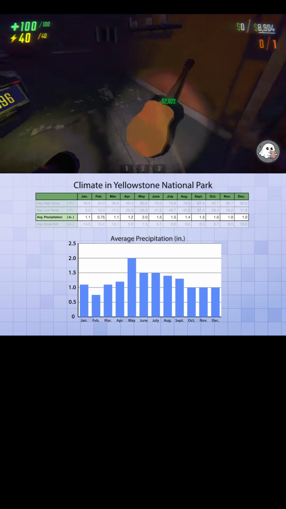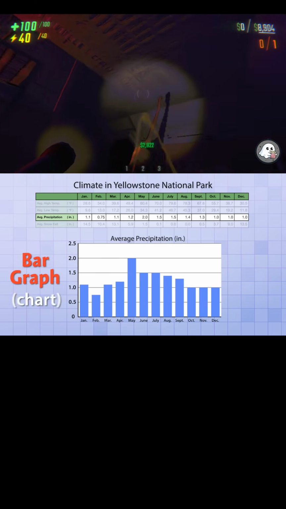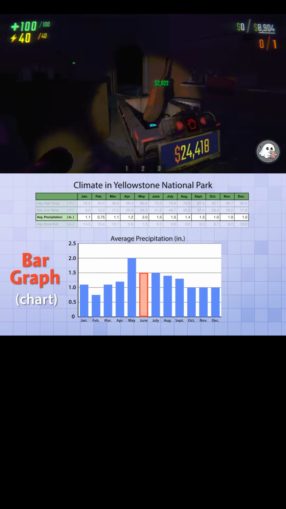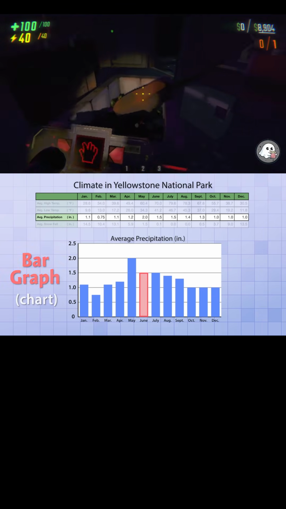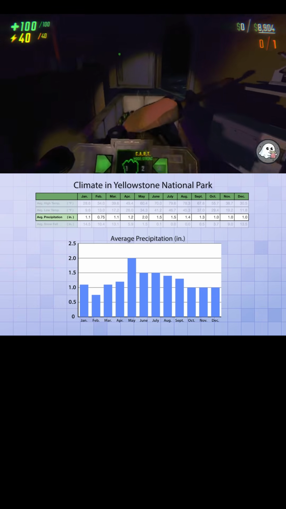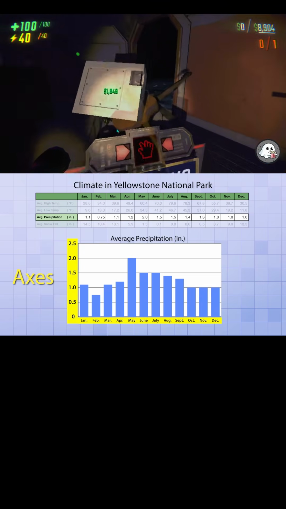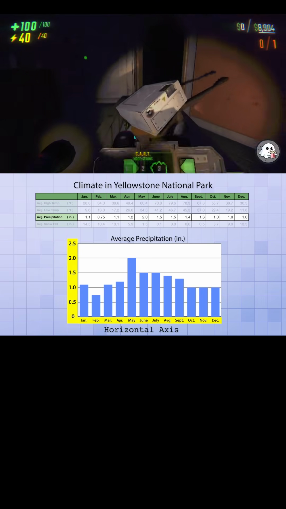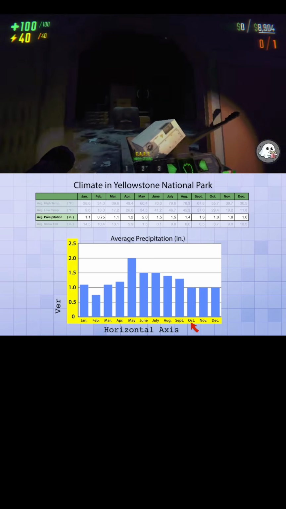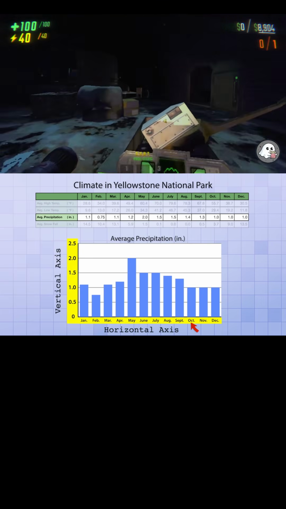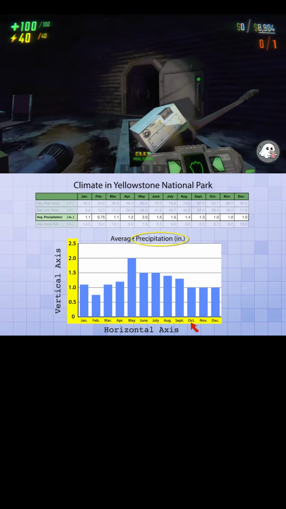This particular type of graph is called a bar graph, or a bar chart, because it uses rectangular bars to represent numeric values. Just like the data table, the graph has labels on two of its sides. These sides are called the axes of the graph. The horizontal axis on the bottom lists the months of the year, while the vertical axis on the left side has a sequence of numbers to show the precipitation in inches.